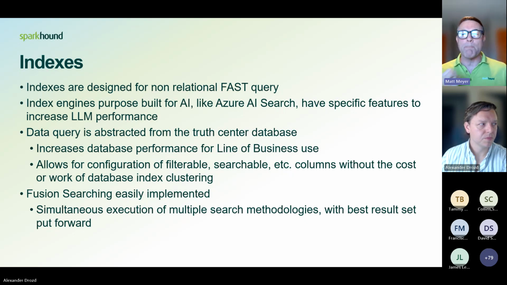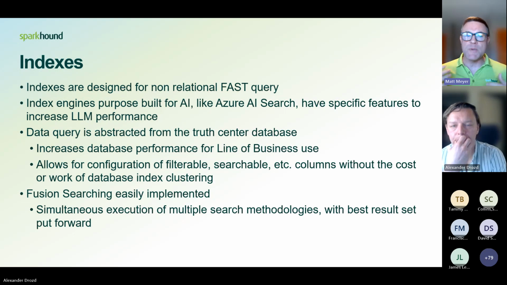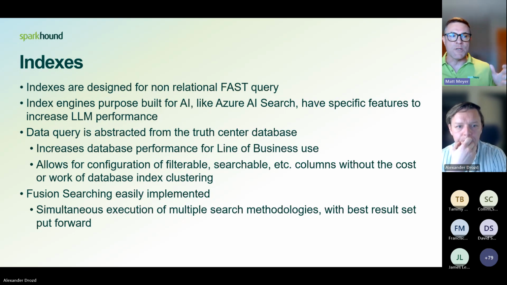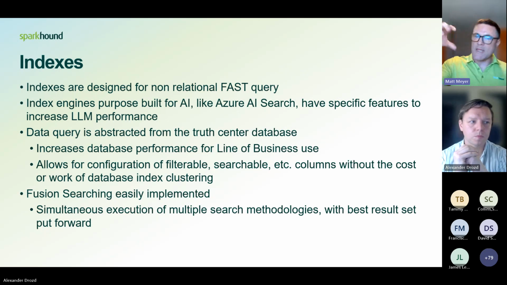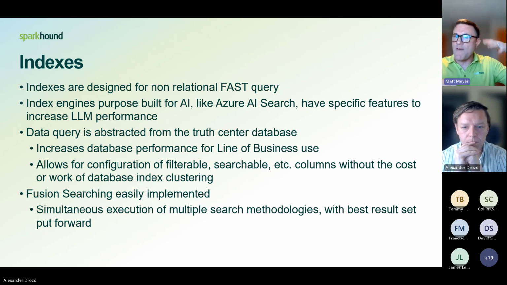Index engines that are purpose built, and I stress that, purpose built for AI, like Azure AI Search, have very specific features to increase your large language model performance. Your data query is abstracted from your database. There is a copy, if you will, of that data in that index. So when you're making a query, you're not querying your database, you're querying the index. The database runs off happily over here, where I can make different styles and different queries to that index to return my data.